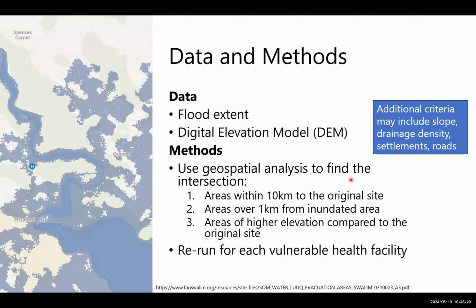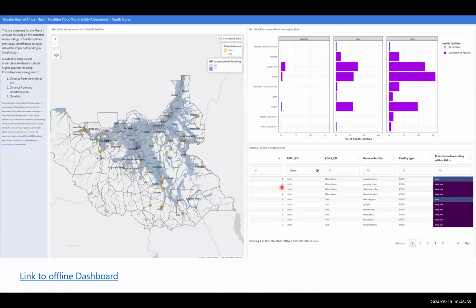So we plan to do this in more depth, but for now, the output was the generation of an interactive dashboard, which looks at basically each of the facilities that were identified as at risk of flooding, or the potential area that has been identified as having a facility that could be inundated, and then running again the analysis to pick out potential areas for relocation or setting up a temporary health service point. And this is the output that was shared.